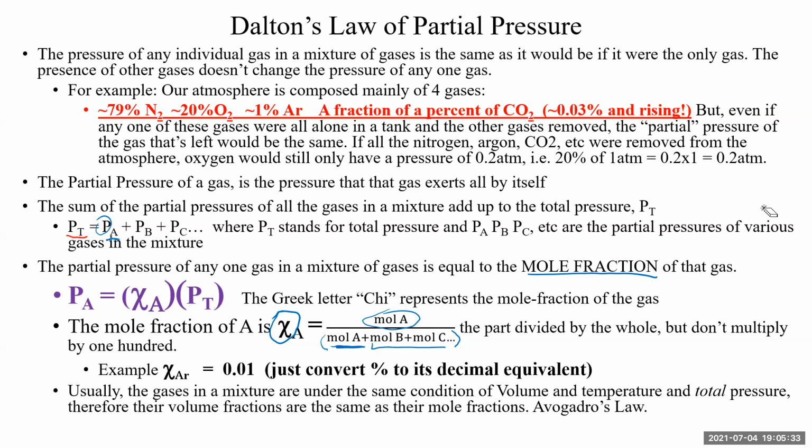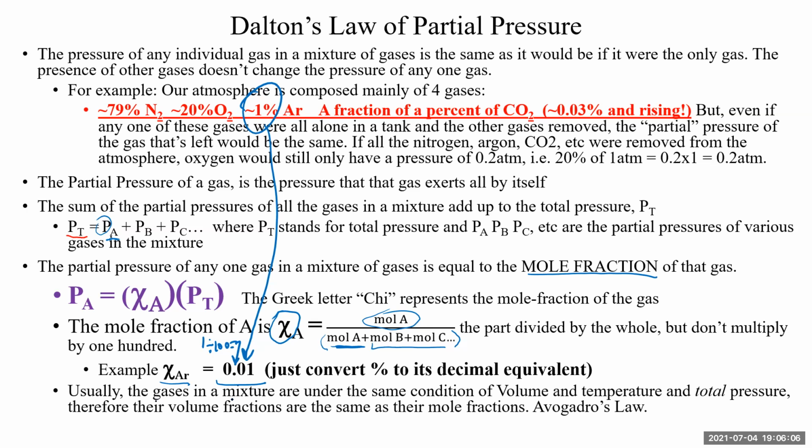That's all you do. So for example, the chi, the mole fraction of argon, is simply 0.01. Just take that 1%, and convert it from a percentage into a decimal by dividing the number 1 by 100. 1 divided by 100 equals 0.01. You plug that into your calculator, 1 divided by 100, that's the decimal your calculator will spit out.